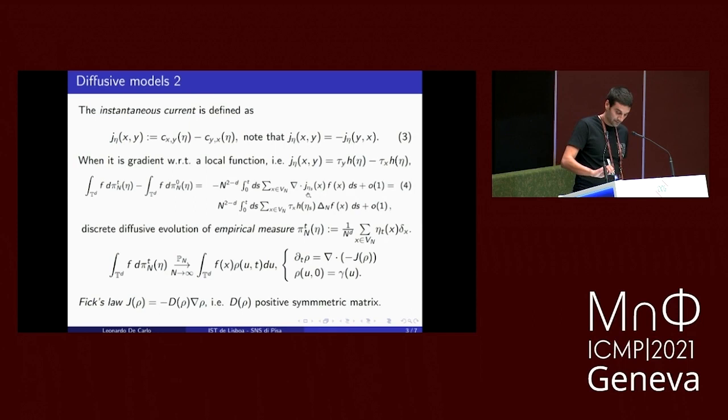What we know is that we can prove a diffusive hydrodynamics in probability. We can prove that the empirical measure follows a diffusive equation where the current obeys Fick's law, namely the diffusion is with respect to a symmetric positive matrix. Okay, so now.